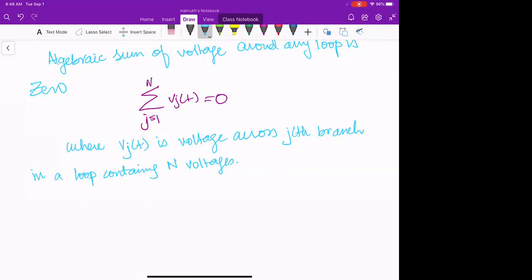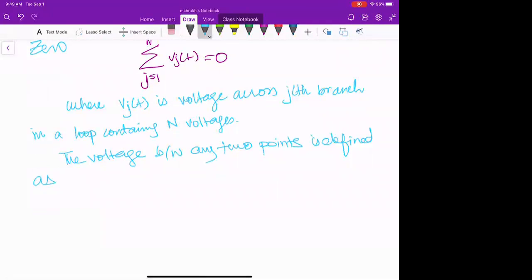Another thing is that the voltage between any 2 points is defined as, let's say there are 2 points A and B.